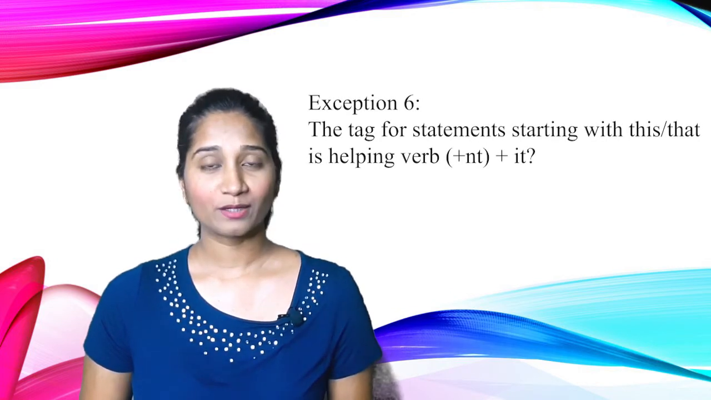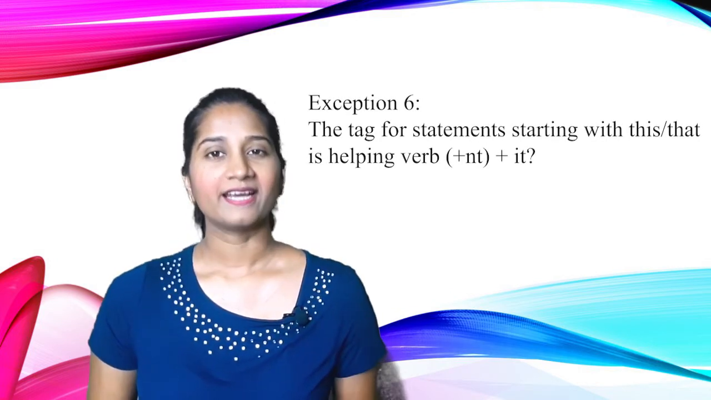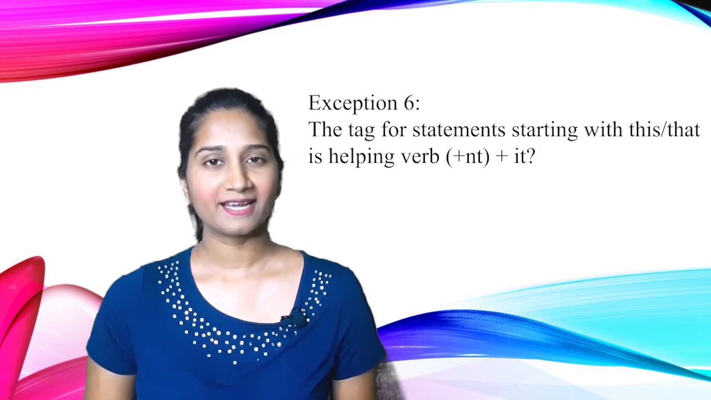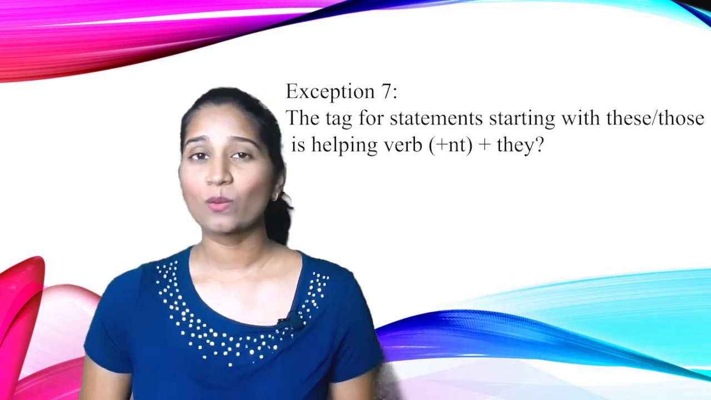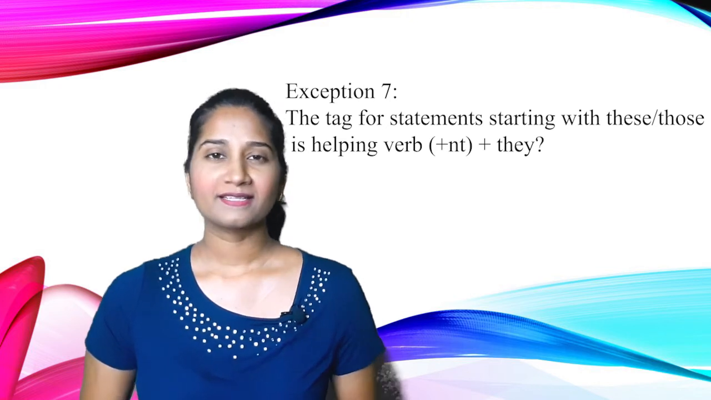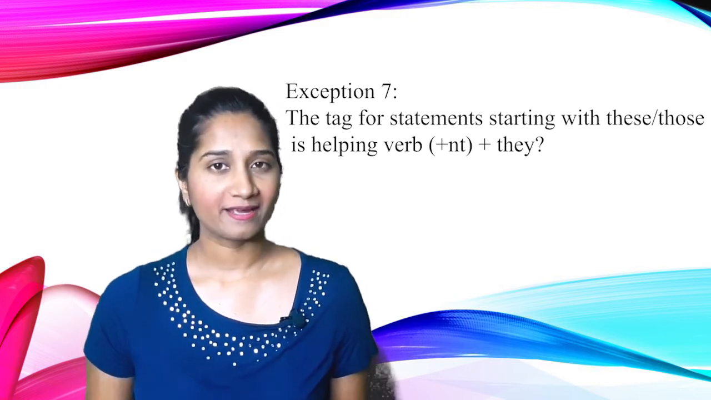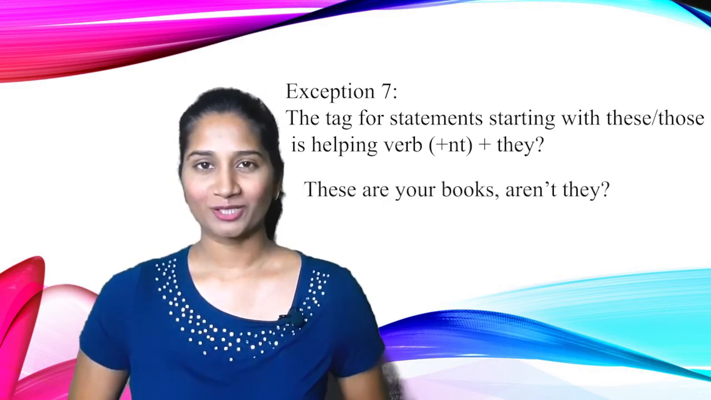Exception 6. The tag for statements starting with this or that is helping verb plus it. This is your book, isn't it? Exception 7. The tag for statements starting with these or those is helping verb plus they. These are your books, aren't they?